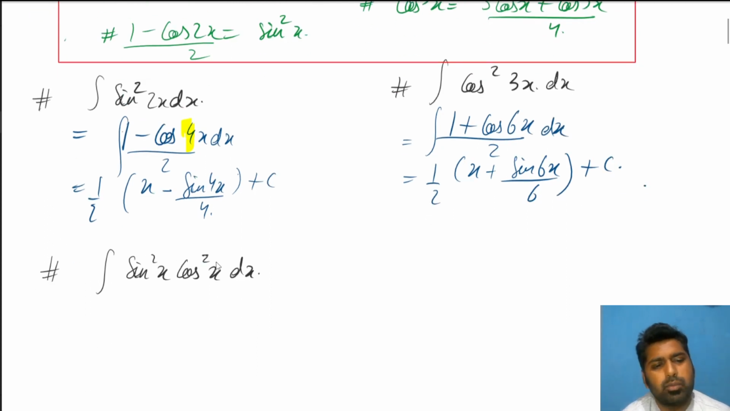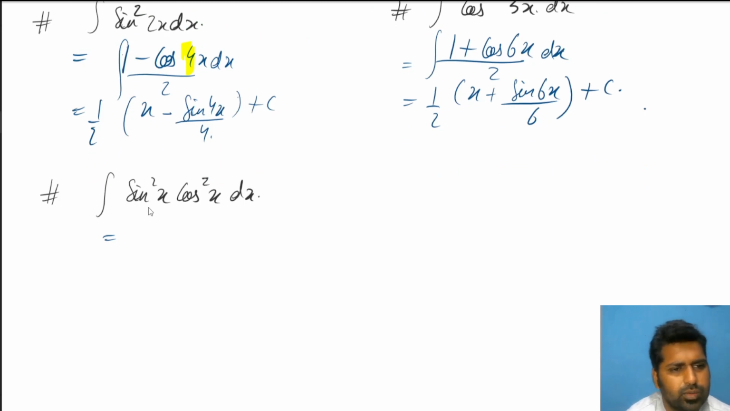Let's look at this. What if they are both combined? The idea is still not new. This is still pretty much the same. It's just that I'm going to introduce a few steps, and the rest of the steps will be the same. So sine x cos x, I can rewrite this as sine x cos x whole square. Integration of sin x cos x whole square dx.